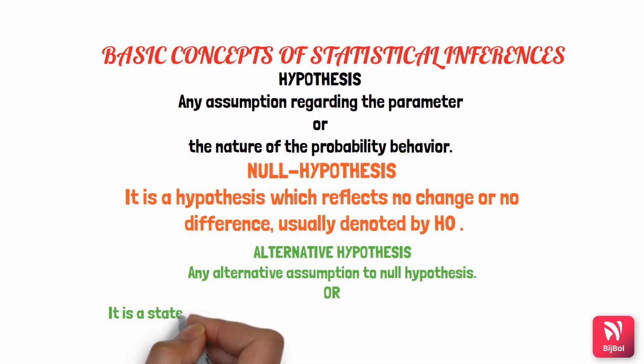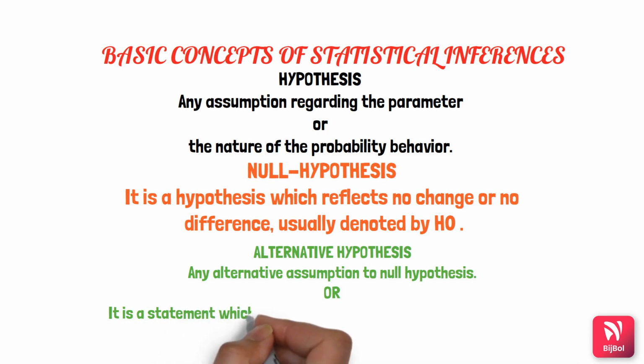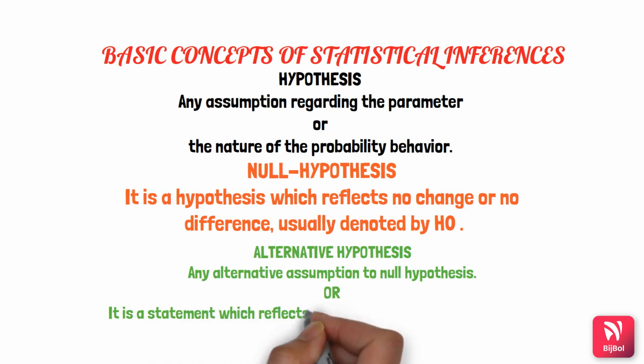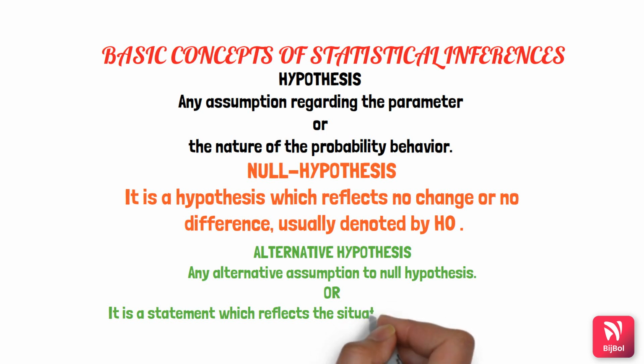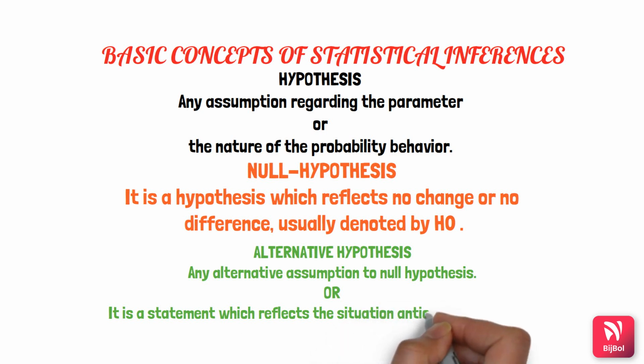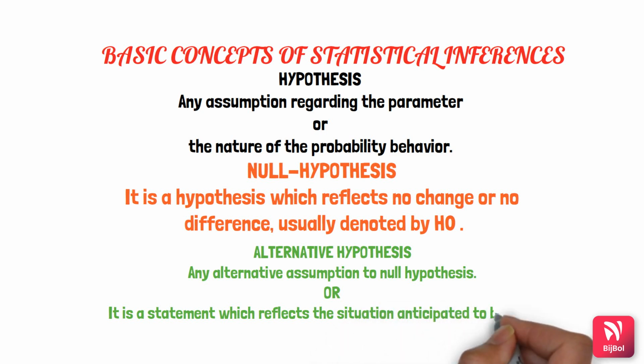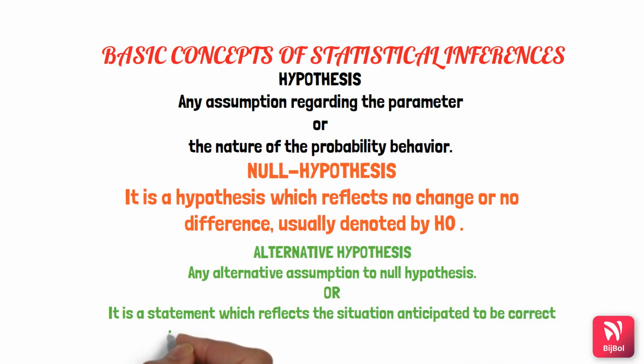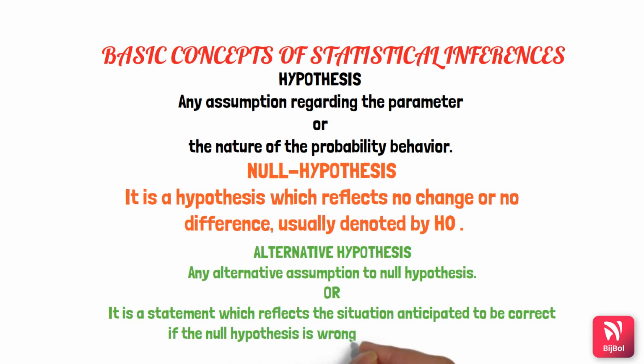So what was our null hypothesis statement previously based on our example? That fluoride does not have effect on dental caries. Now, how should be our alternative hypothesis? Fluoride has a preventive effect on dental caries, because this fluoride has an effect on dental caries is an alternative assumption to null hypothesis. So this is denoted by H1.